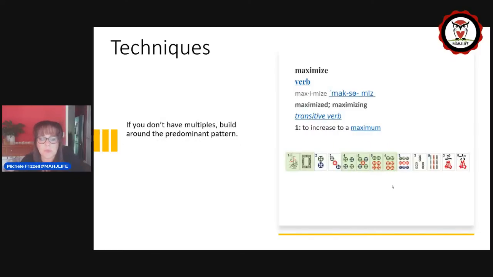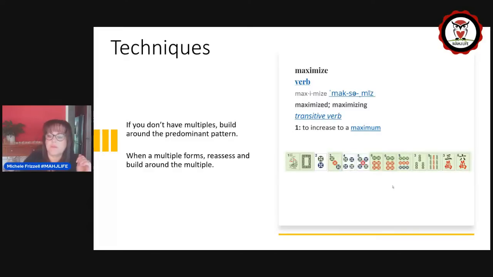If you don't have multiples, build around the predominant pattern. So here we have a pair of sixes that developed. So instead of playing 3-6-9, we can hold consecutive tiles around the six. You could also still play 3-6-9, but you still have to be able to pass tiles. So really a 3-6-9 hand would probably use most of your tiles.